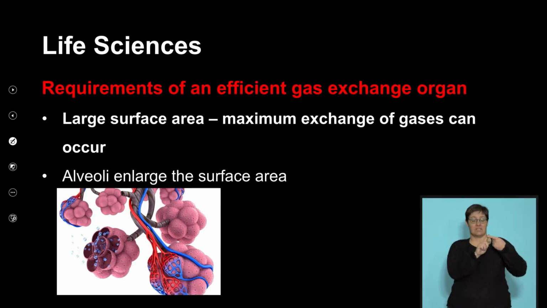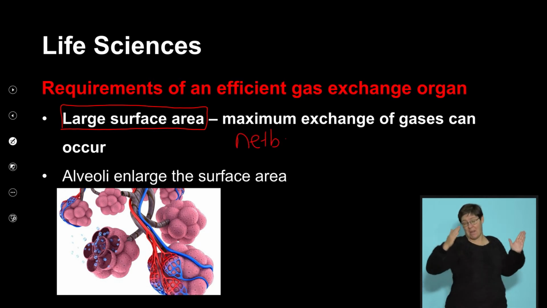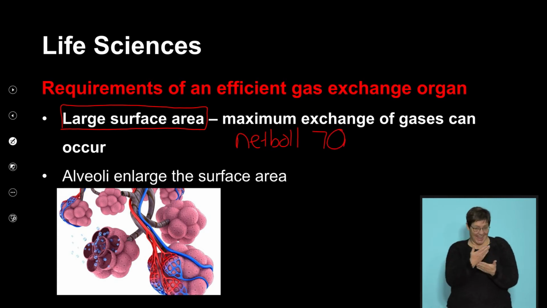The very first one is a large surface area. If I take your lungs and iron them out, guys, you won't believe it, but I can actually cover a netball field. Your lungs can actually cover 70 square meters of area. They are packed into the small thorax. You think they're very small, but if I was to lay them down flat, they would cover a whole netball field.